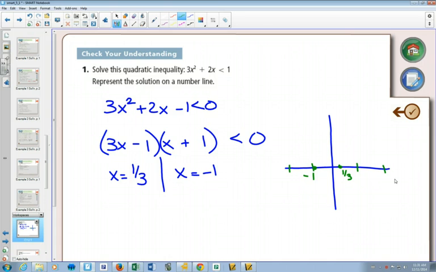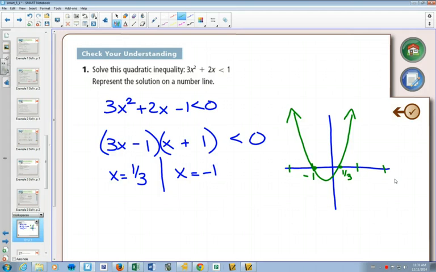Which way does this parabola go? Does it open up or open down? It opens up because the a value is positive. So just a quick sketch. This isn't a perfect sketch. We don't have to find out where the vertex is. The graph looks like that.